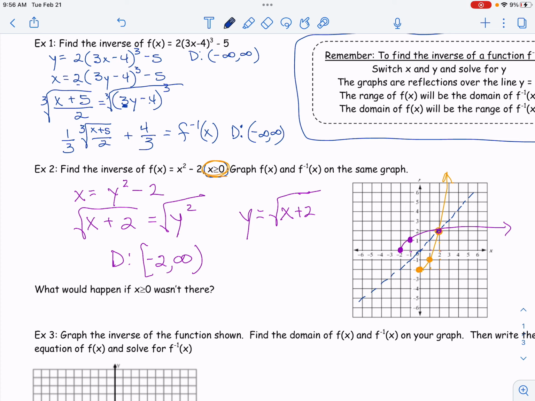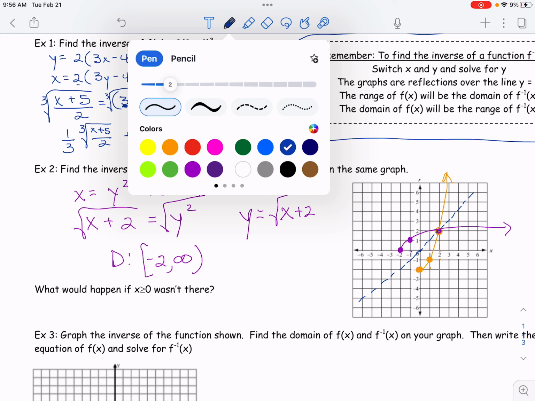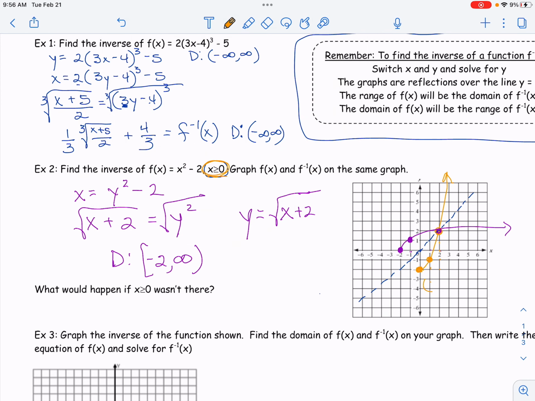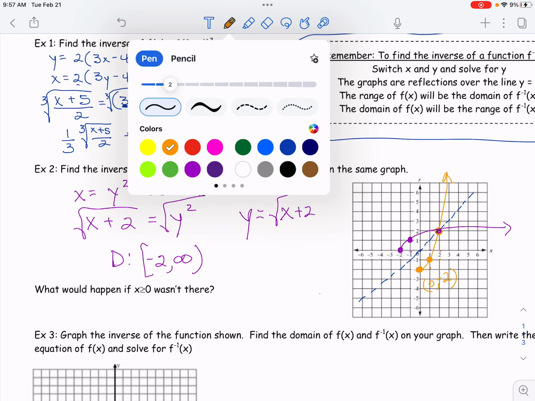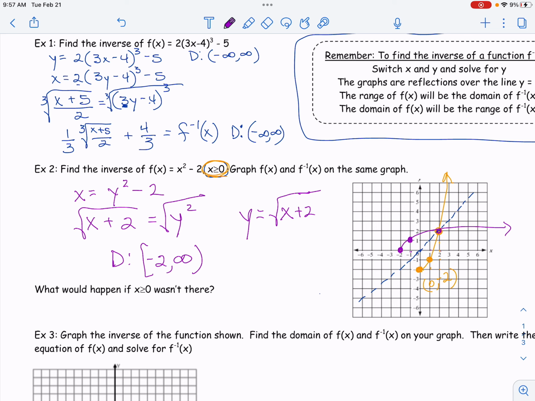And you can check it by taking your orange points and reflecting them. So this first coordinate is 0, -2. Well, you can see that my first purple point is -2, 0. You're switching your x and the y. What would happen if that restriction at the very beginning wasn't there? Then the inverse would not be a function. Okay? So you have to restrict both the inverse and the original.